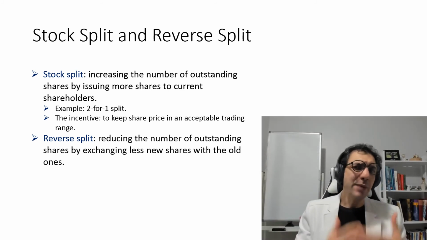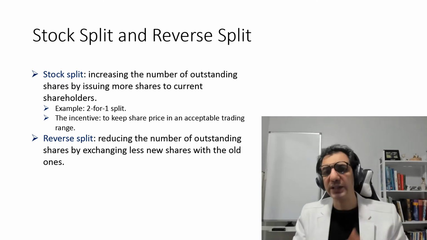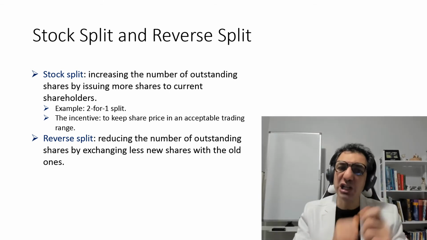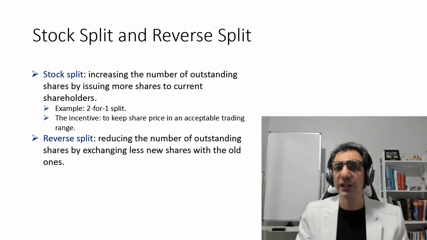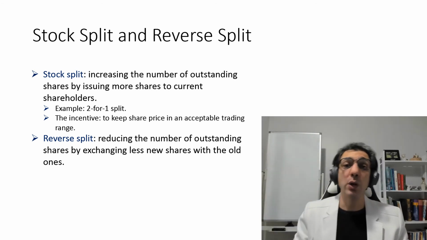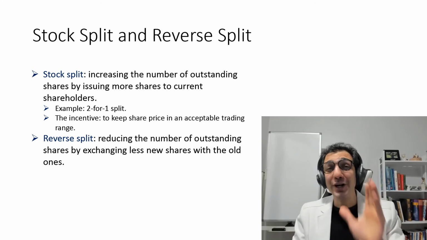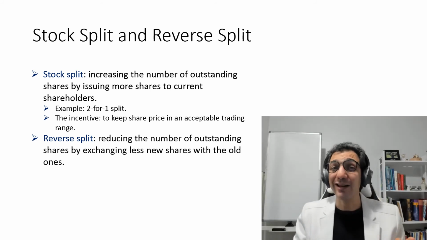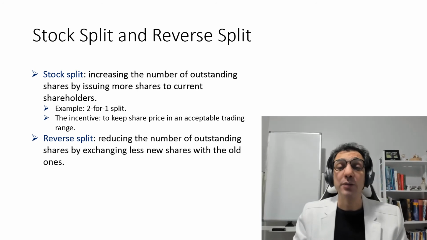In some cases, maybe the companies go with the reverse split, which means they reduce the number of outstanding shares by exchanging fewer new shares for the old ones, which means the number of outstanding shares will go down, which means the stock price now will go up. The total market value should be the same, but again, remember here, I'm ignoring the signaling effect. So the market might react differently and there might be some impact on the stock prices.